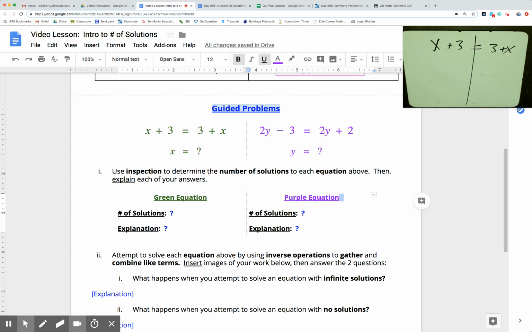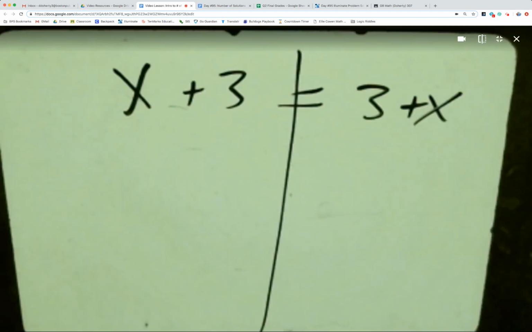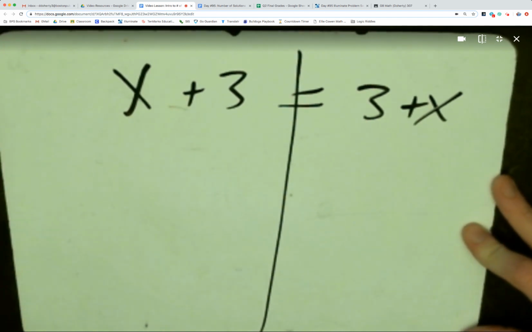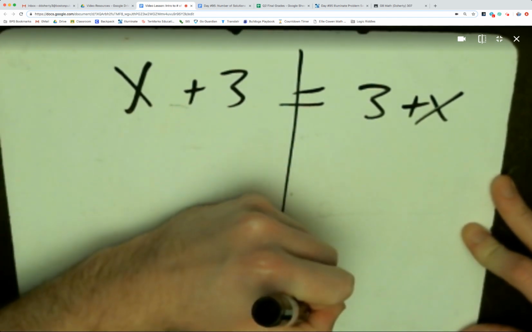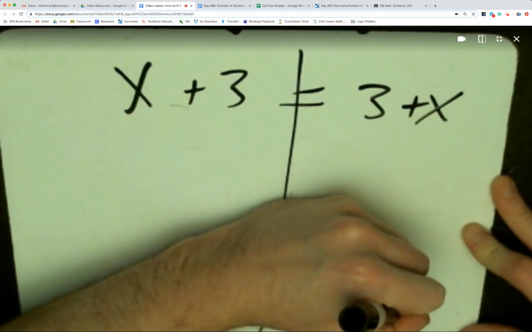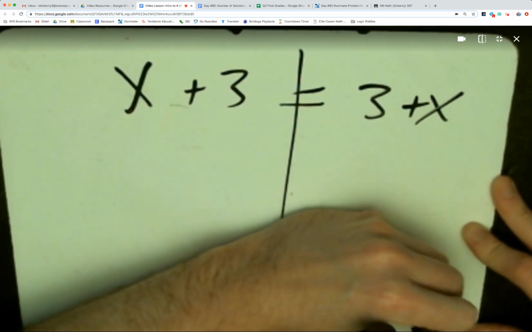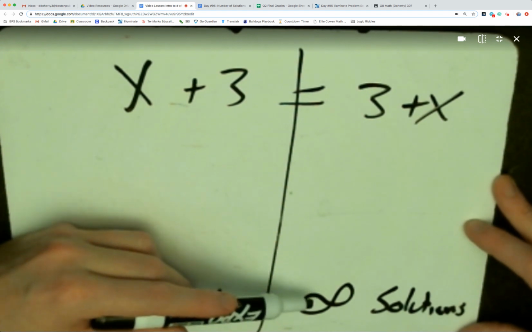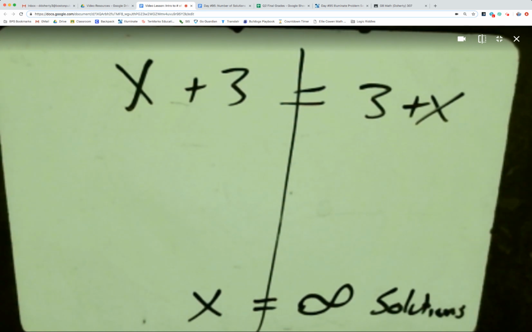Hopefully you've paused the video. Welcome back. We're going to take a look at this on my whiteboard a little bigger. The first green equation, hopefully you recognize this is another one where x has an infinite number of solutions. Some of you may remember this symbol here. This symbol means infinity. Just to save some time, it's a sideways 8 basically. I recognize just by inspection this equation is going to have an infinite number of solutions.